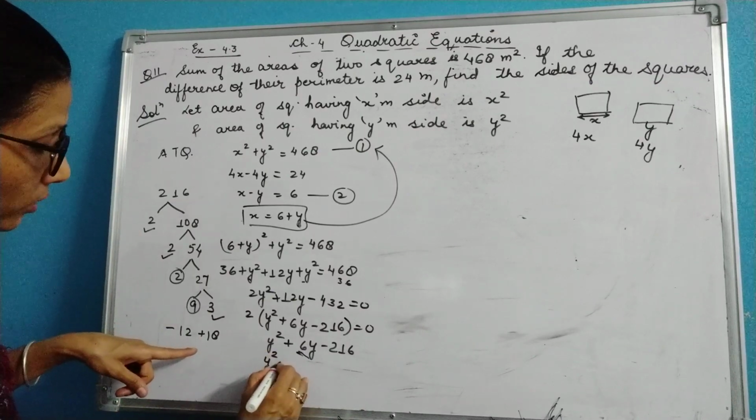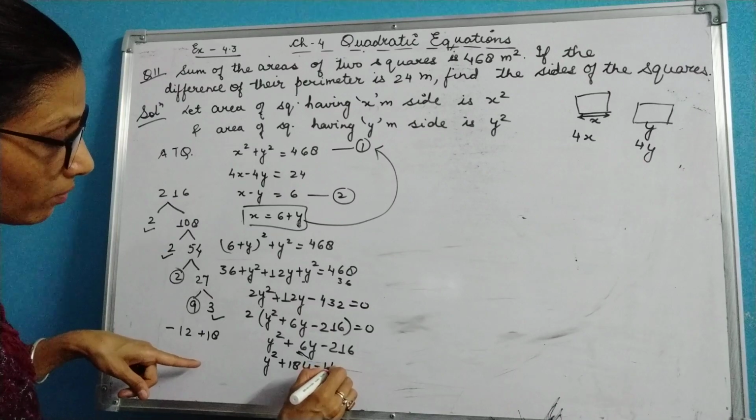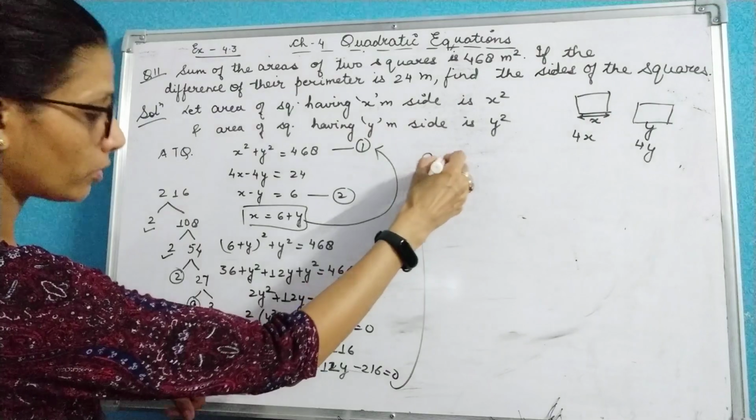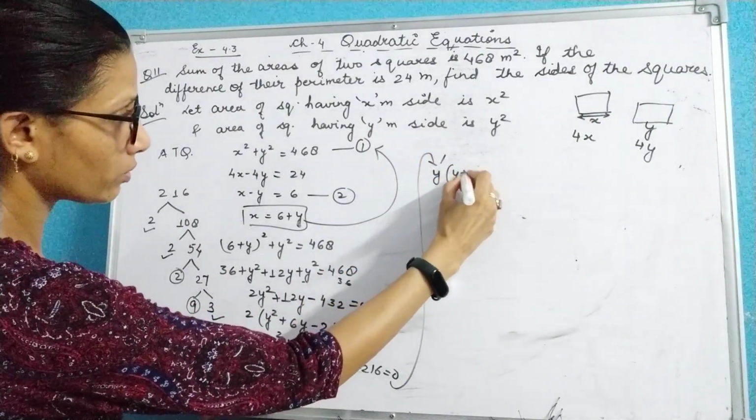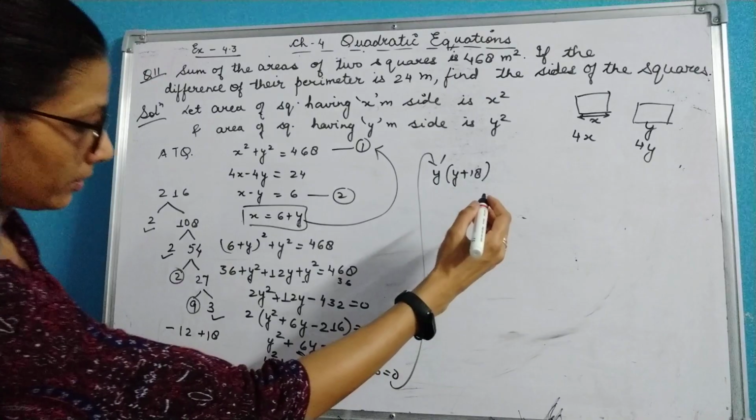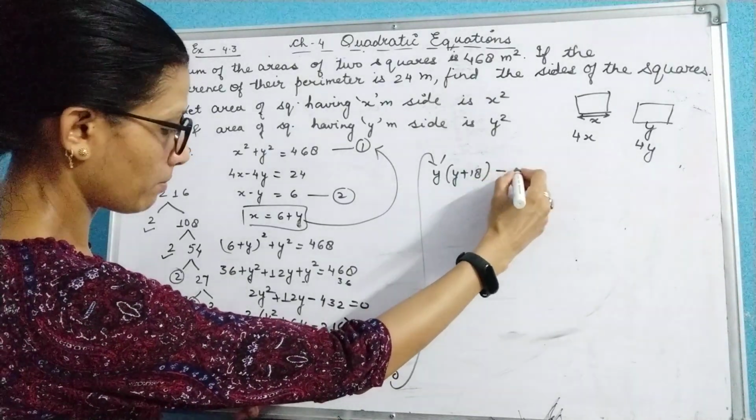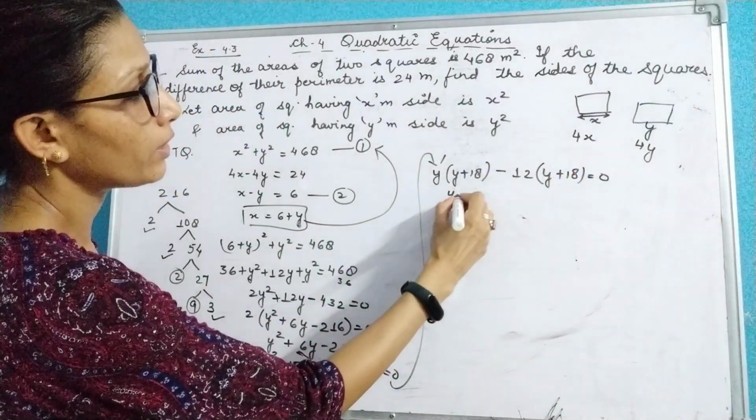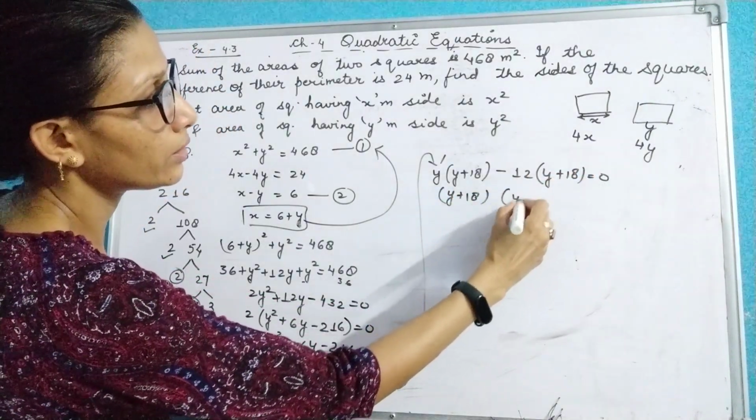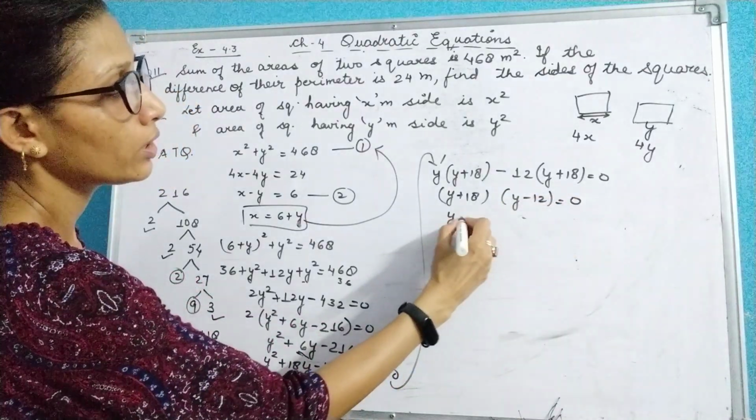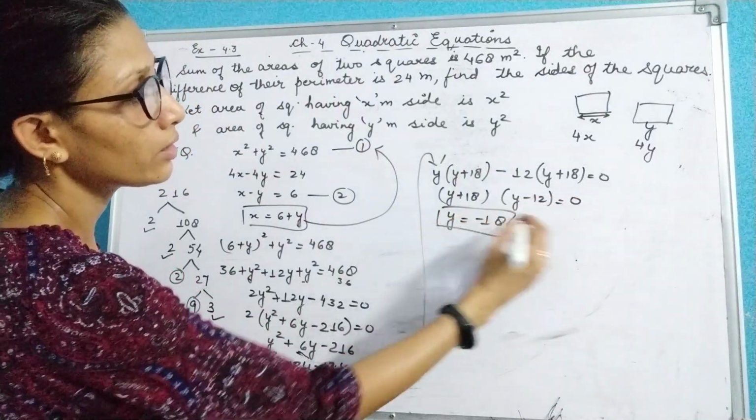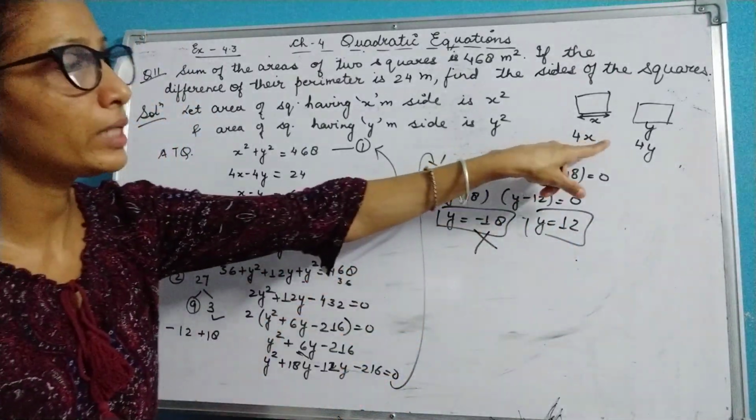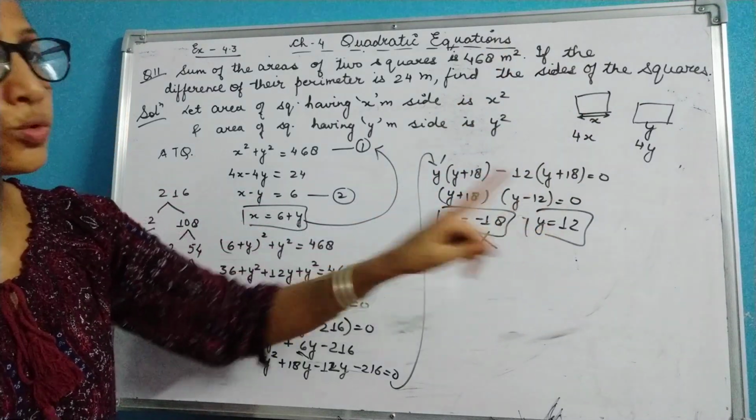So I can write it as y square plus 18y minus 12y minus 216 equal to 0. I can take y common here, so it is y plus 18, and here I take minus 12 common, so again it will be y plus 18 equal to 0. So y plus 18 is common from both these, and here I am getting y minus 12 equal to 0. It gives me y equal to minus 18 and y equal to 12. Since this is a negative term, that means your side cannot be negative. So this is rejected and y equal to 12 will be taken.